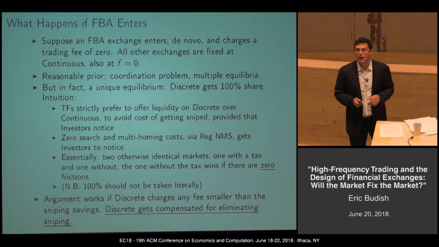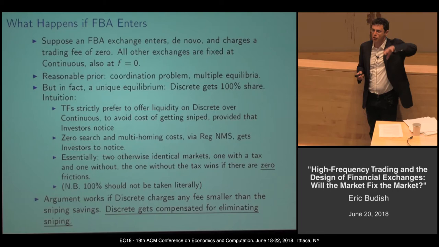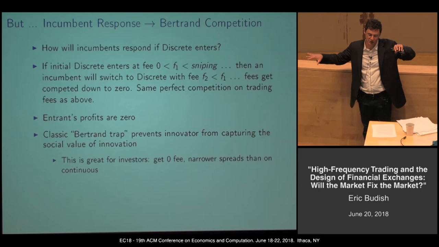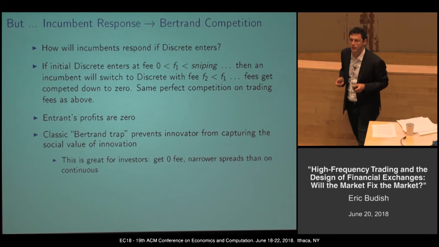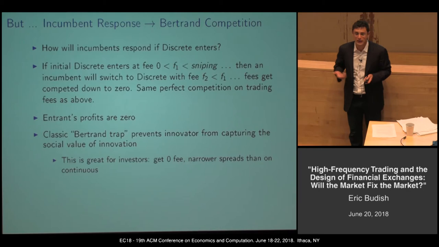And that argument works even if the discrete exchange charges a non-zero trading fee. Essentially, they can charge a fee to get compensated for eliminating sniping. The issue is that other exchanges have an incentive to then do exactly the same thing. So if you've got one exchange that innovates on design to fix the latency arbitrage problem and then charges a fee to get paid for that, then another exchange, seeing that they're losing share, could fix the latency arbitrage problem, charge a smaller fee, and you can then end up back where you started, competing these fees down towards zero, but now having eliminated the one part of your business that's any good, which is the business that's selling colocation and data feeds to latency-sensitive market participants.